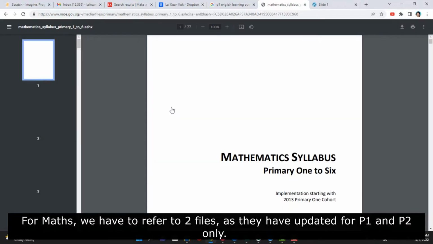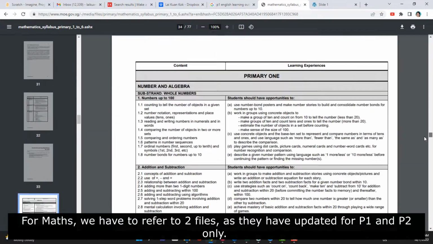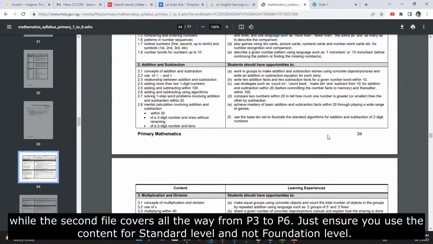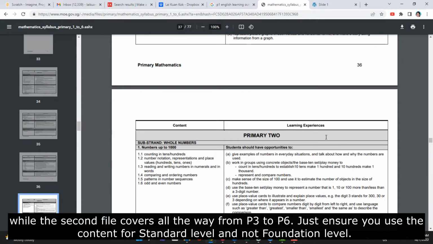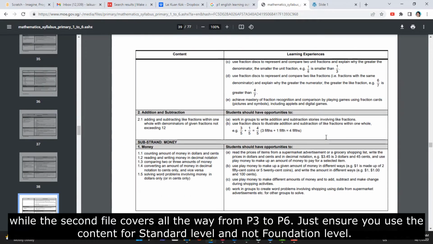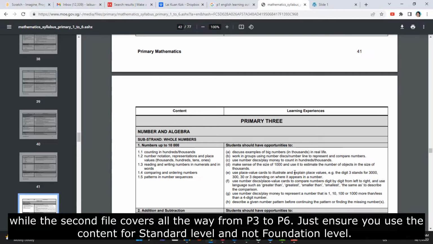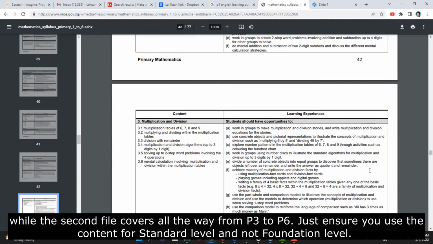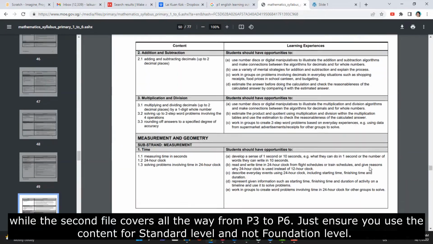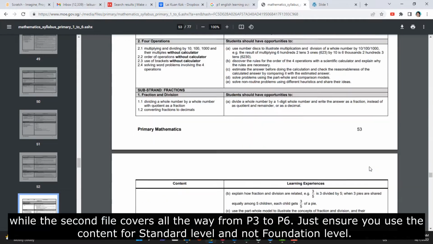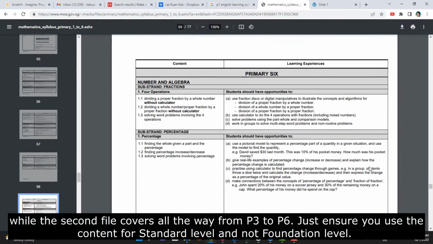So for maths, right, you have to refer to two files because the first file, I think they have updated for primary 1 and primary 2 only, whereas the second file, the older file, will give you the primary 3 to primary 6 onwards. Be very careful that you want to just take the syllabus or the curriculum for the standard level. So there is like primary 5 foundation or primary 5 standard. Just make sure you use the ones for standard, right? Just to make it simple.